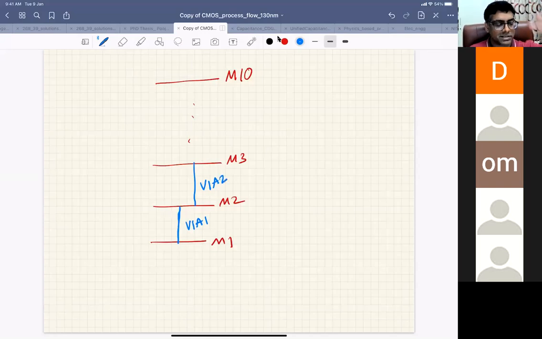Via 2 connects metal 2 and metal 3, and similarly via 9 will connect metal 9 and metal 10. So when you're doing the back end, we basically have to have metal, then via, then metal, then via. This is how we fabricate.